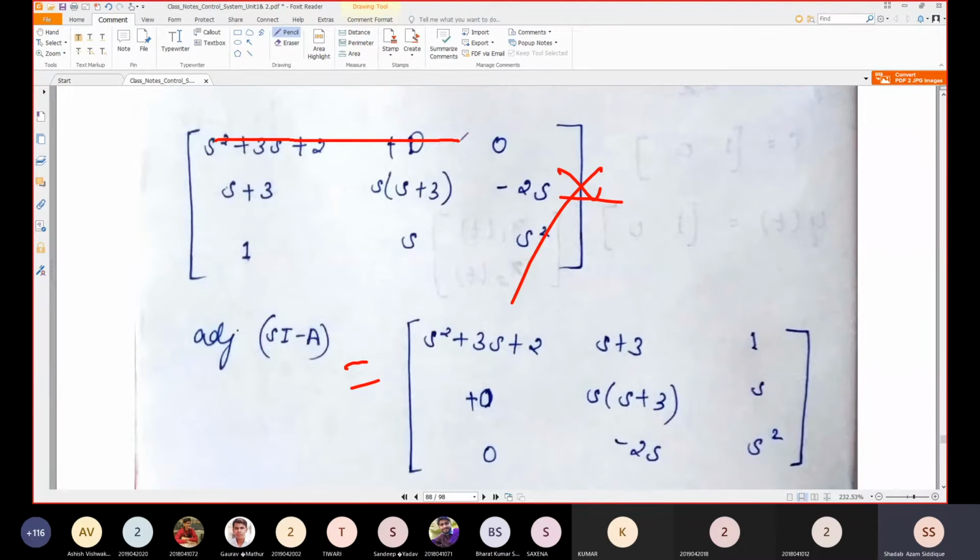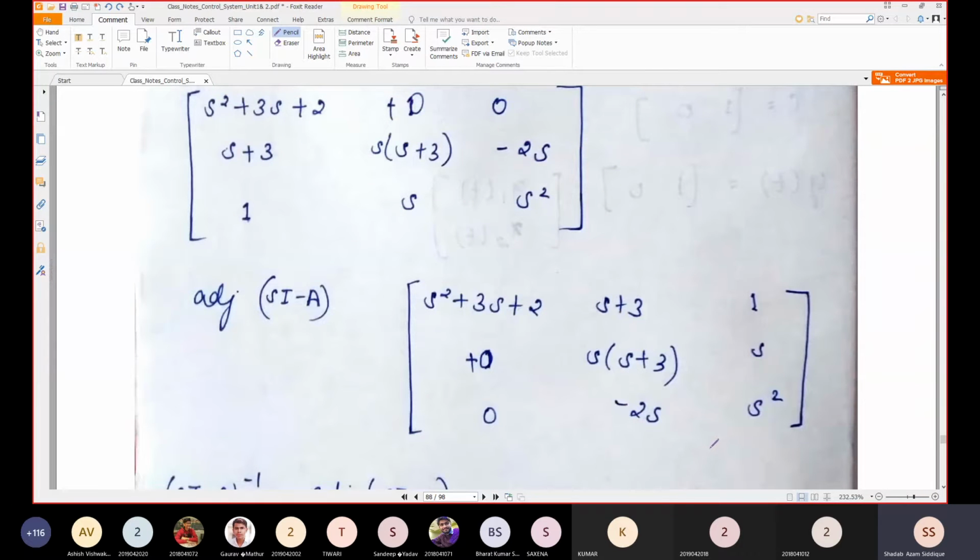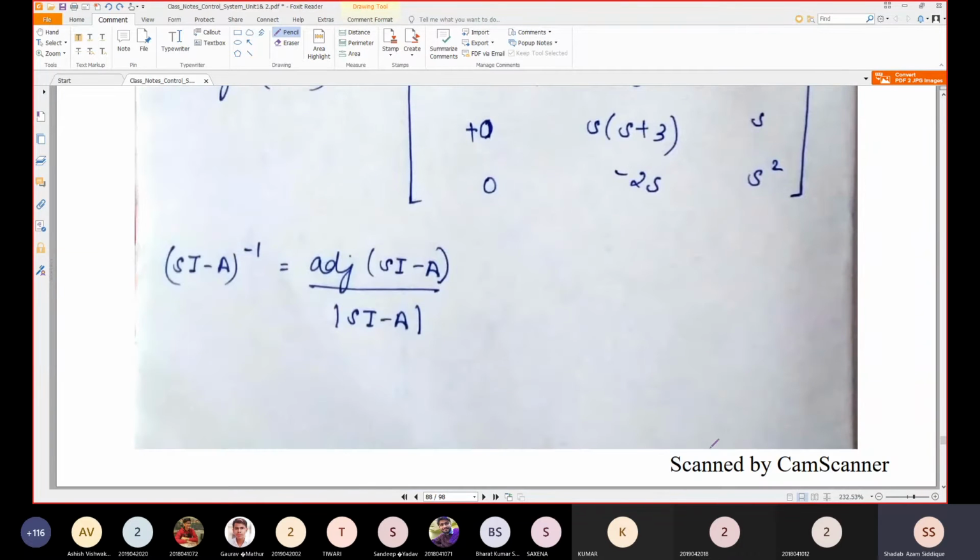So this row is calculated and substituted in a column. Again this row is taken and substituted in a column. Again this row and this column. So you can go through the shortcut method also. Now this is the adjoint, and again we'll try to find the determinant of A.